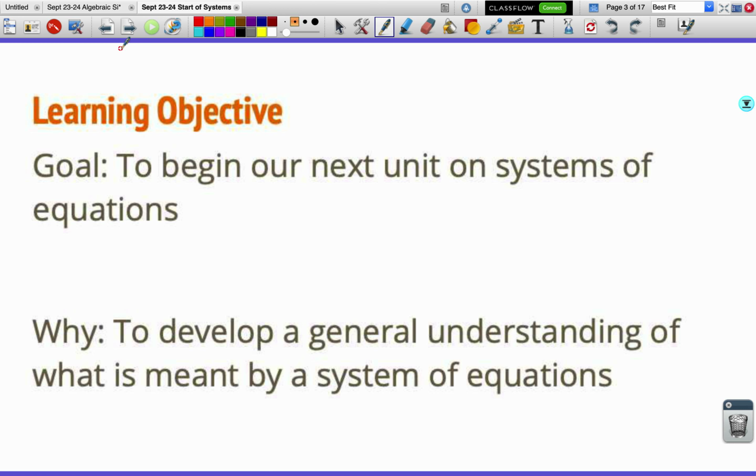Our goal for today is to begin our next unit on systems of equations, and today is going to be all about developing sort of a general understanding of what is meant by systems of equations.